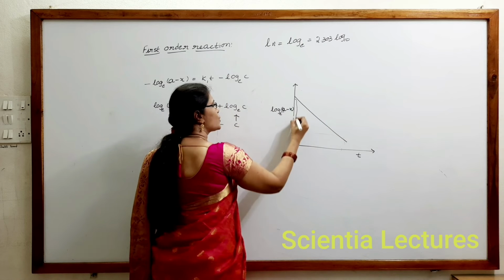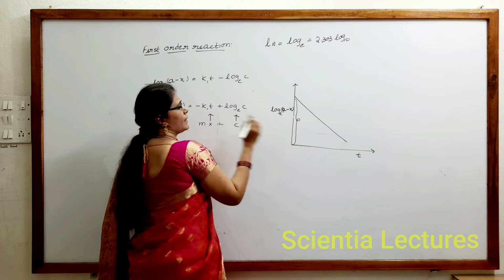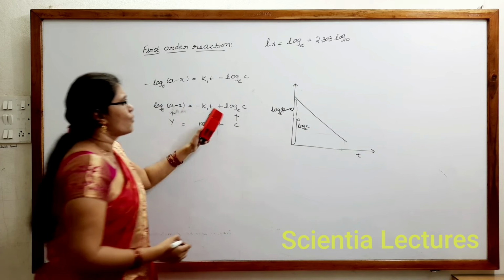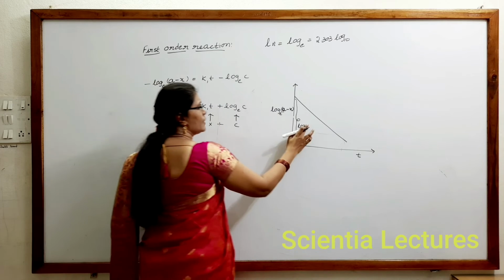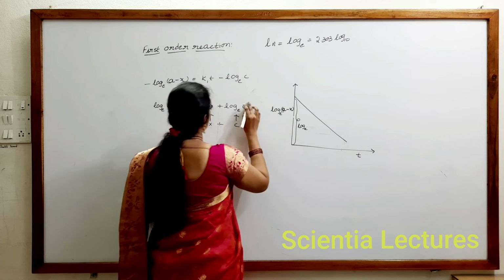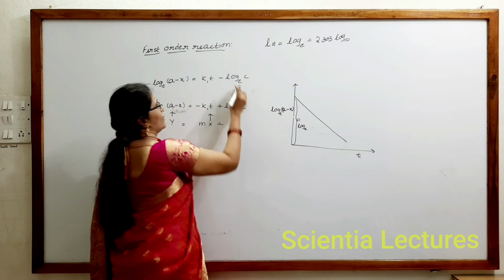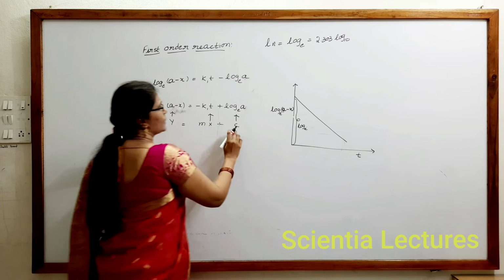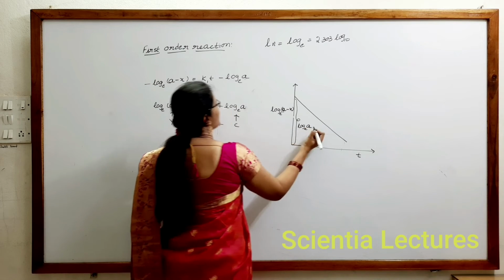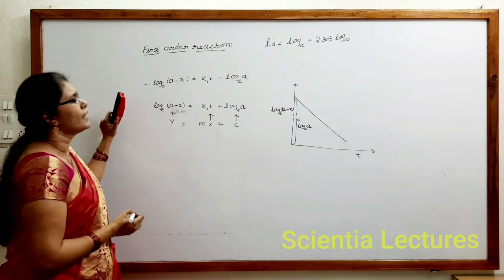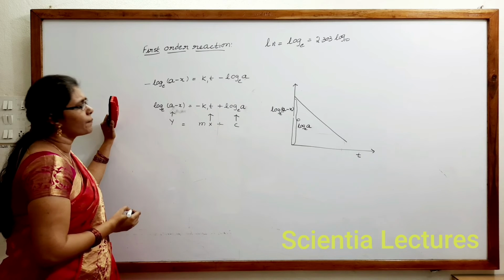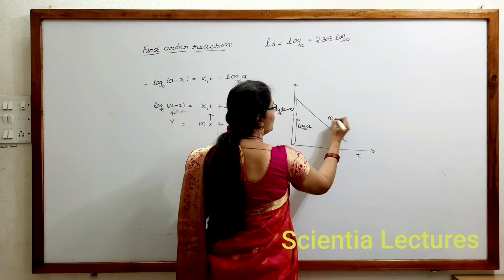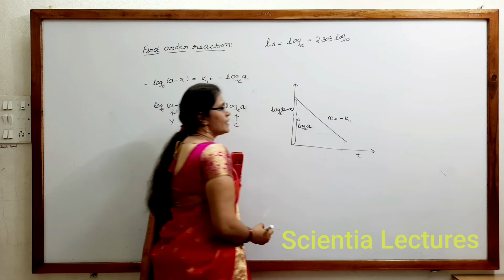In this, what should be the y-intercept? Log base e c. What should be the y-intercept? It's not c, it is log base e a. This is the equation, right? So we have to take the y-intercept as log base e a. What is the slope? m is equal to minus k1 is the slope.